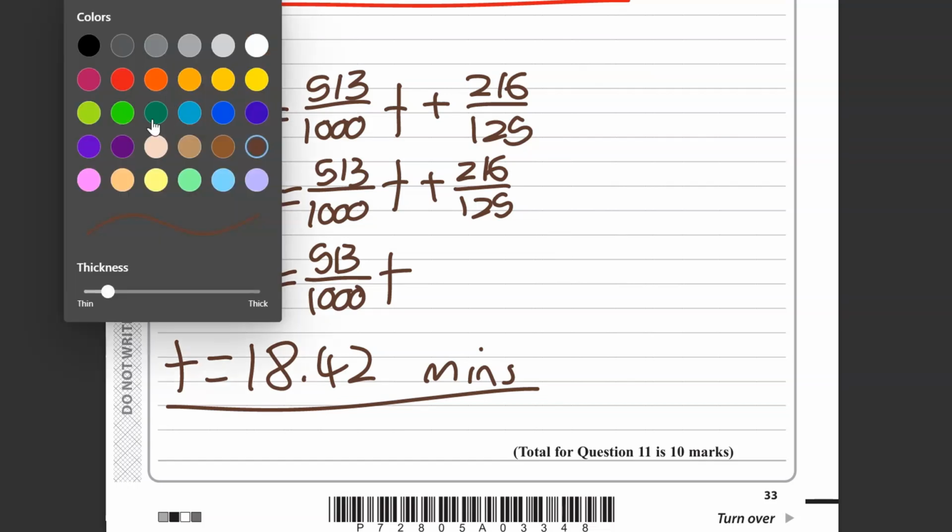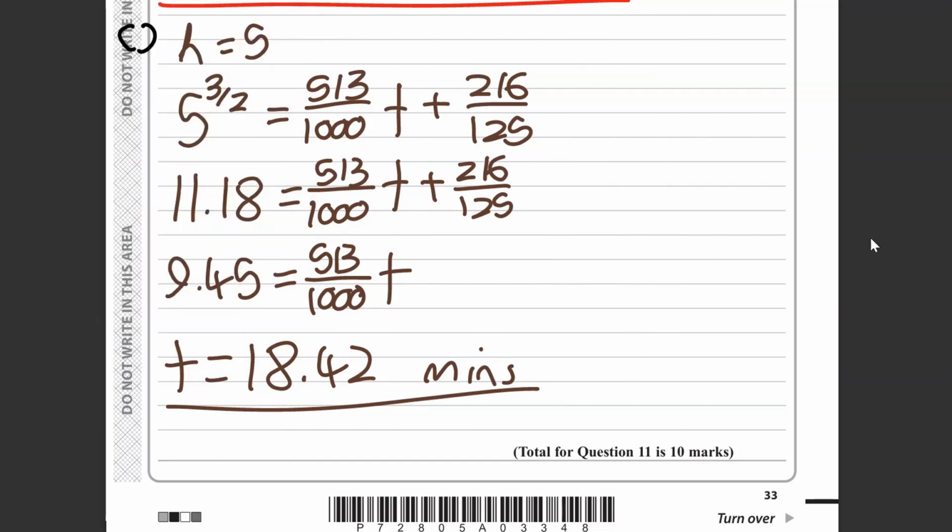In order to get the 2 marks here, you get 1 mark for subbing in this 5 for h and trying to rearrange in order to find t, and you get the other mark for getting that t is equal to 18.42.